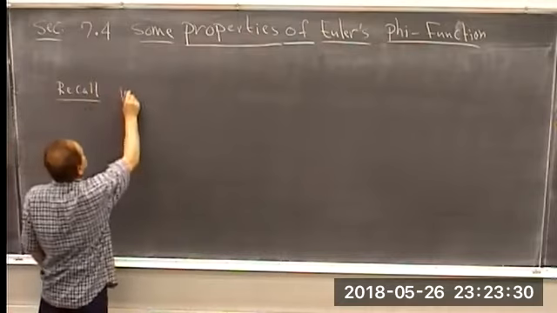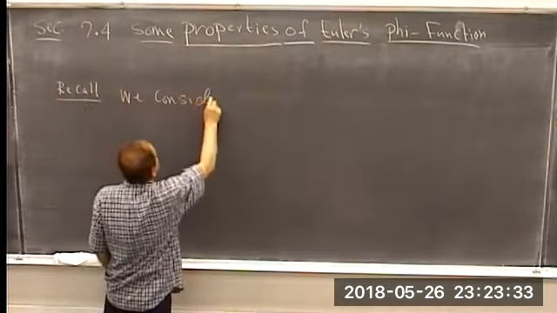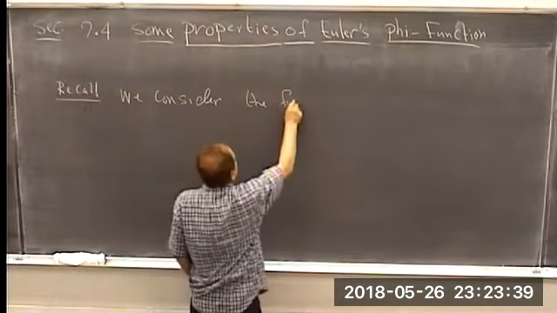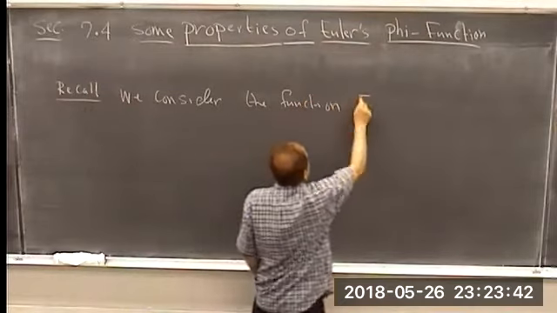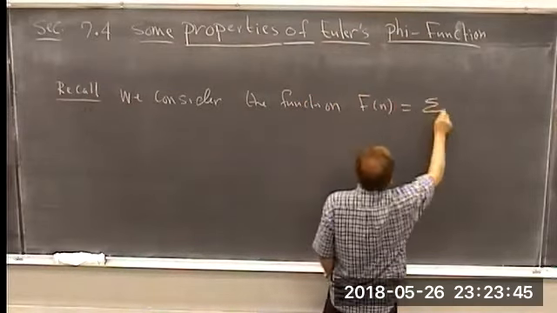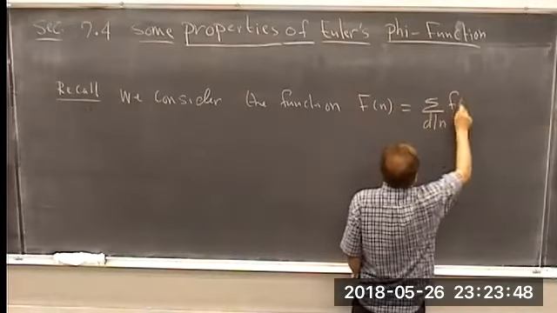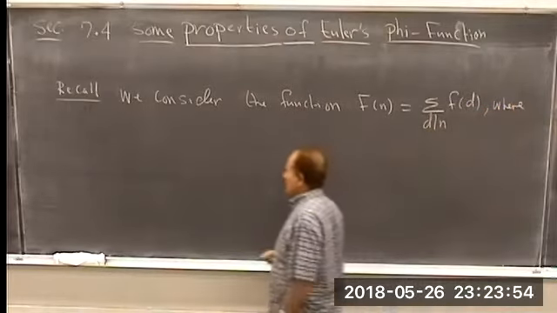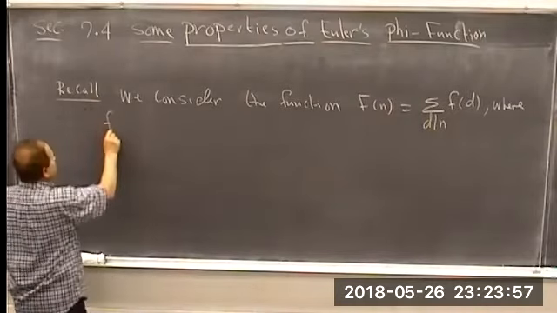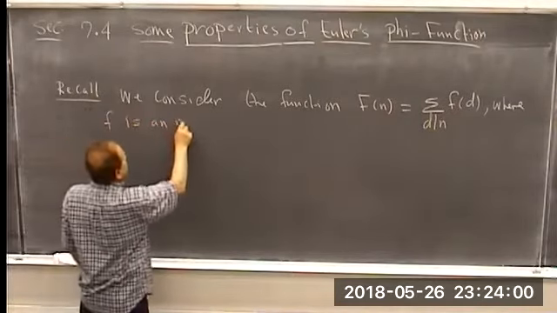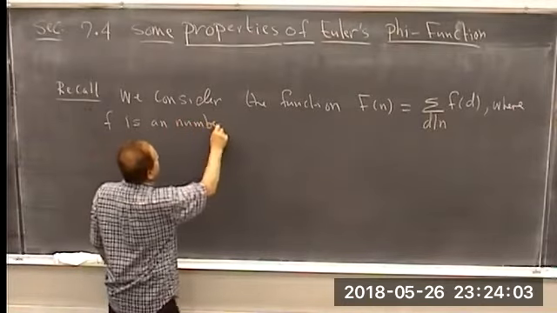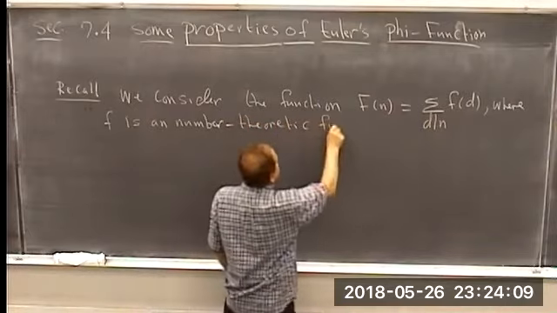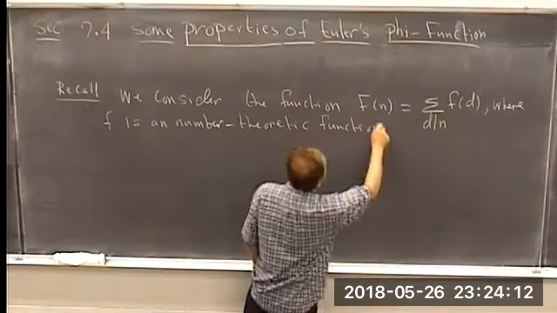we considered the function F(n) equals the sum over d dividing n of f(d), where f is an arithmetic function, a number theoretic function. And we studied some properties of this.